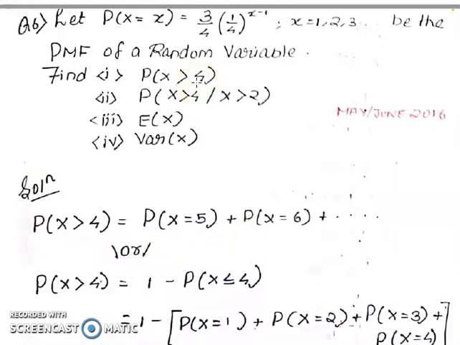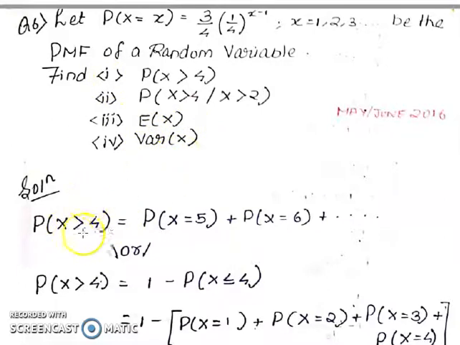Dear students, in this session we are going to continue problems on mathematical expectation. Now see the problem here. Let P(x) = 3/4 · (1/4)^(x-1), where x = 1, 2, 3 and so on, be the PMF, the probability mass function, of a random variable. Find P(x > 4), P(x > 4 | x > 2), E(x) and variance of x.